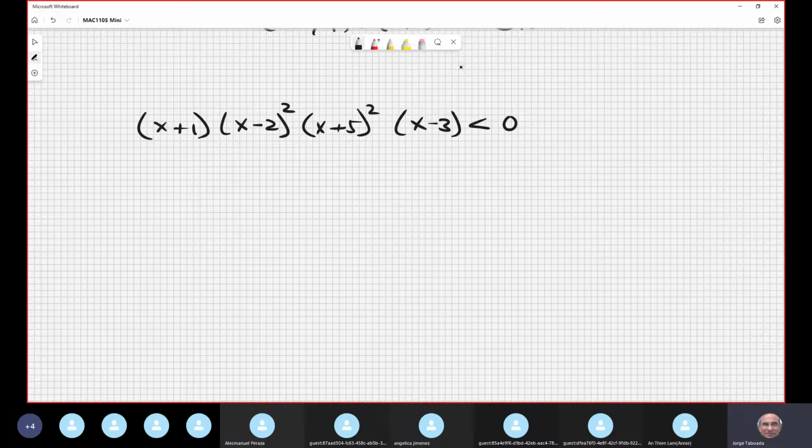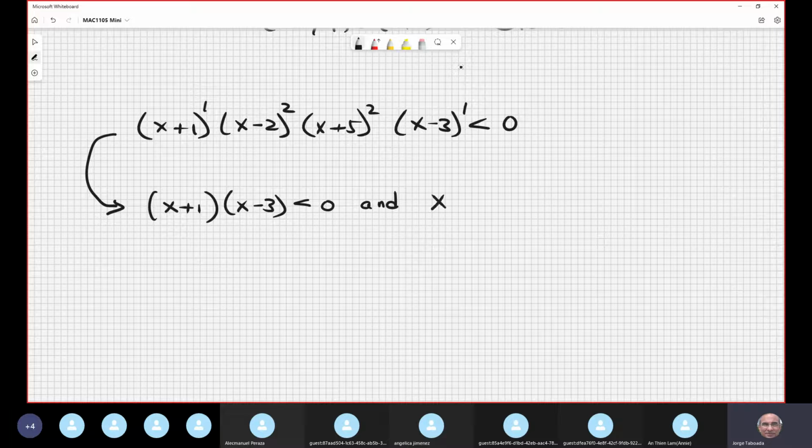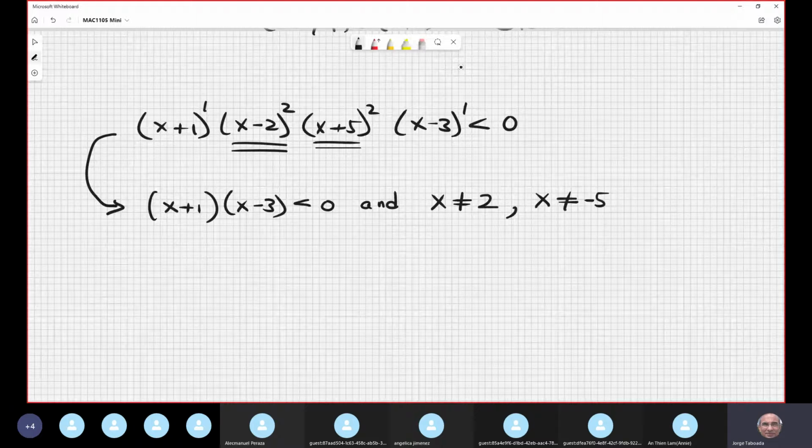So this inequality is equivalent. You copy the factor que contain in general odd exponent, because this exponent is 1. Si es 3 or 5 is the same. You copy x plus 1, x minus 3, less than 0. So you reduce the size of the inequality, but you consider the restriction that x is not equal to 2 for this guy, comma, x not equal to -5 for this guy, que is the value in which this factor is 0. Because 2 minus 2 is 0, and -5 plus 5 is 0. This is the idea. Okay?